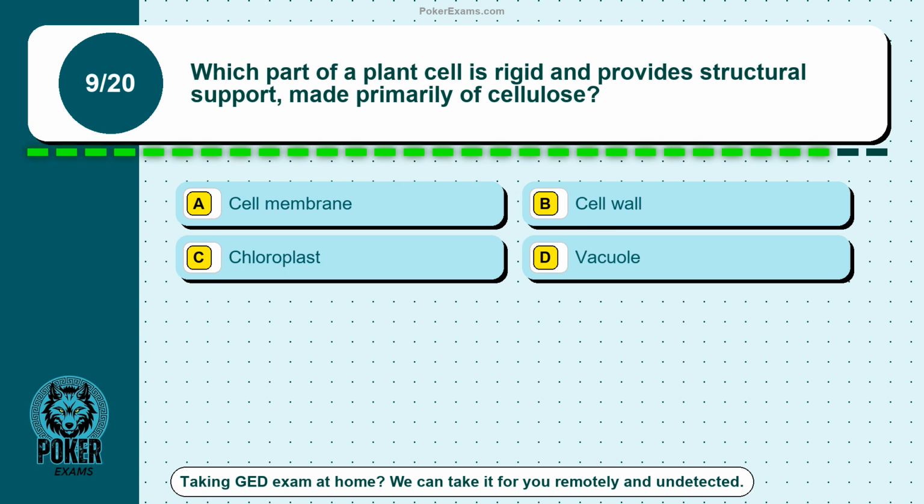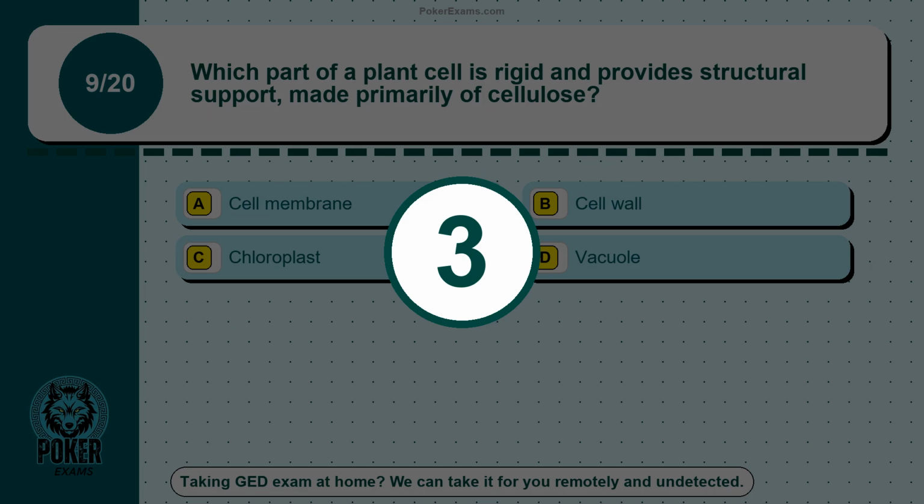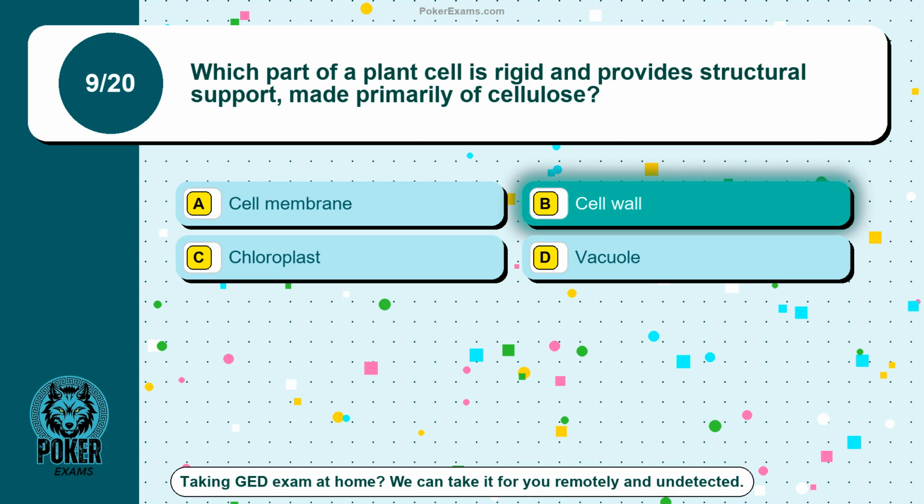Question 9. Which part of a plant cell is rigid and provides structural support, made primarily of cellulose? Option A. Cell membrane. Option B. Cell wall. Option C. Chloroplast. Option D. Vacuole. The correct answer is option B.